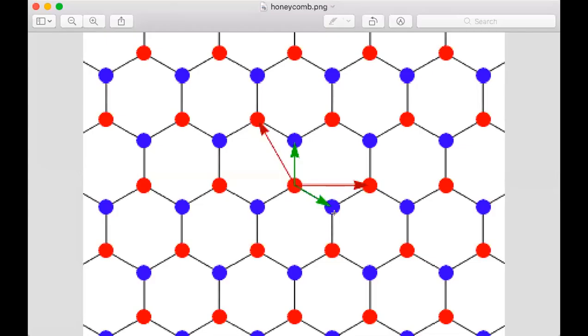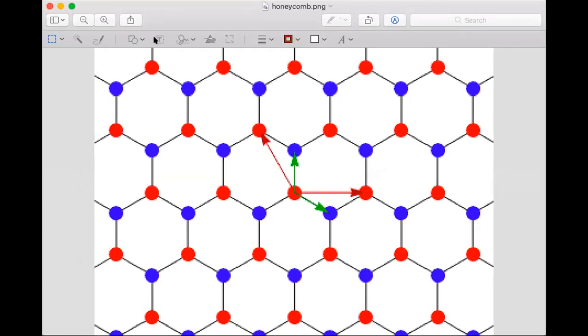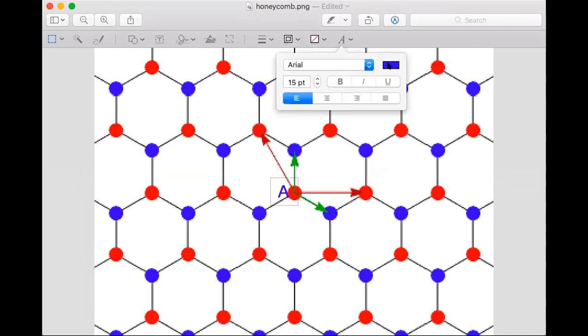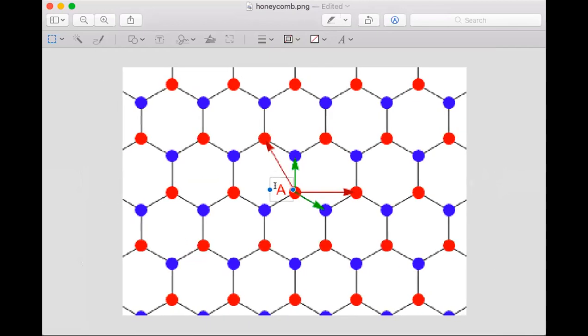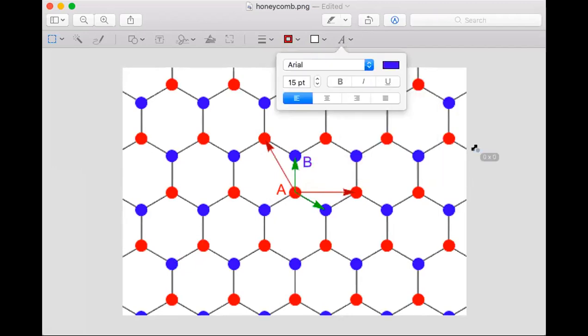So here is the honeycomb lattice. If these two are this red atom and blue atom, these two form the basis. Let me mark these as well. So let's say I mark this red atom as the A atom, and I call this blue atom the B atom.